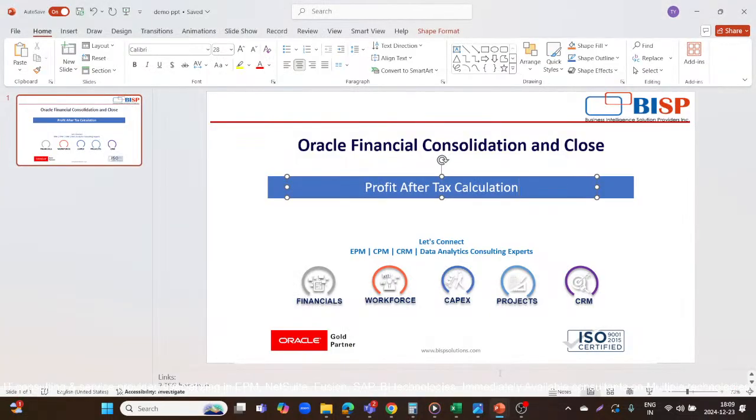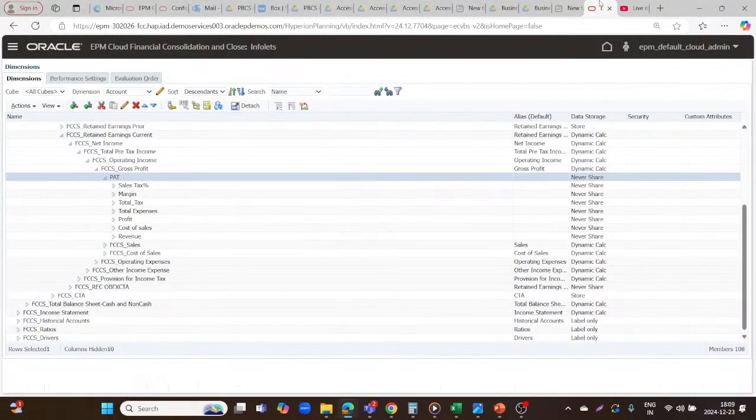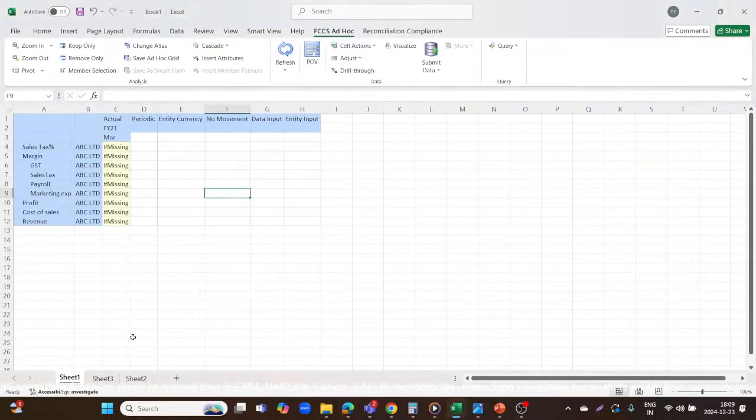So today we are going to cover another business rule, that is profit after tax calculation. With the help of a business rule, we'll see how to calculate this profit after tax. I have just taken a scenario in FCCS, so we are going to use the FCCS interface. I'll first show you what I'll try to do.